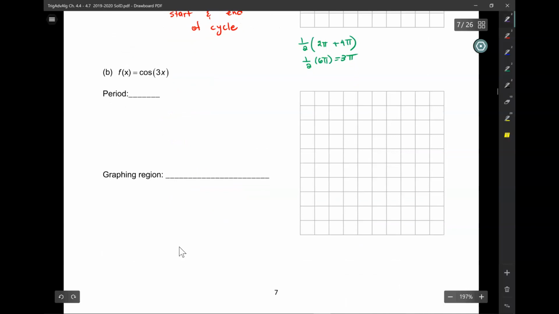Cosine 3x, what's the period? 2 pi over 3. Okay, so now, again, it's 0, 2 pi. What goes in the middle? Well, it's 3x. 3x goes in the middle.